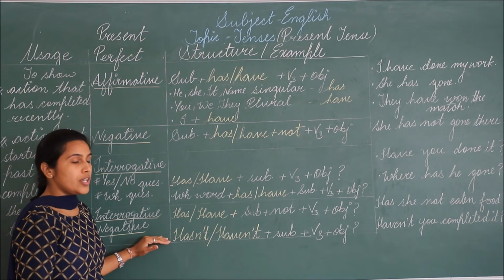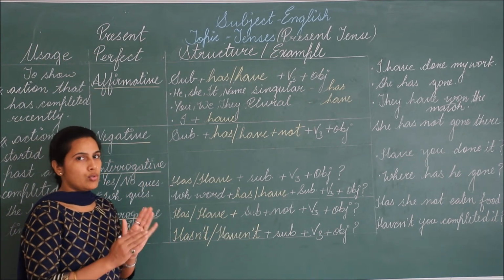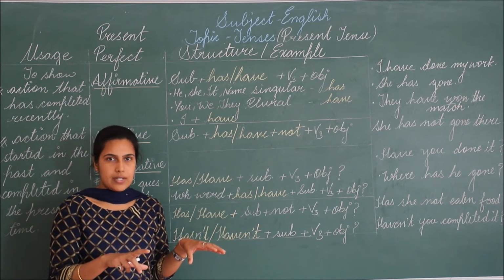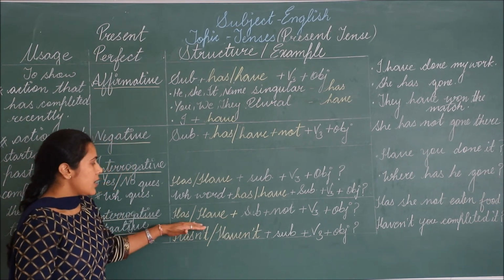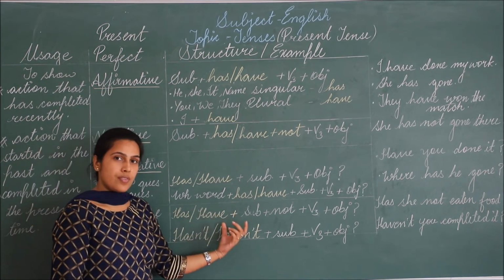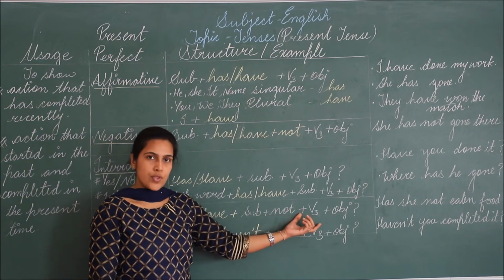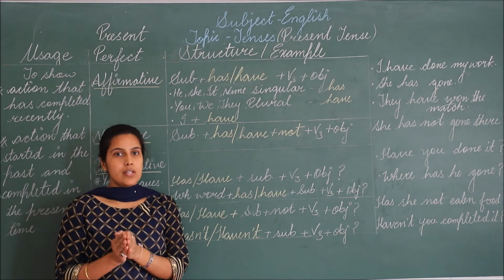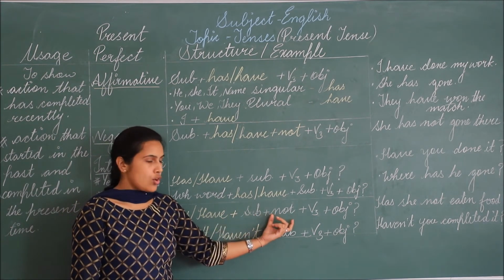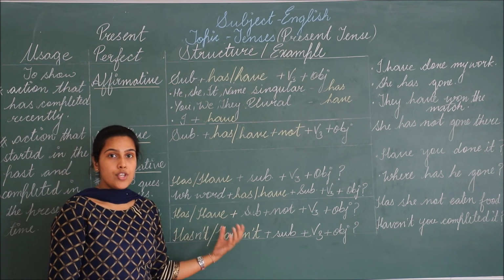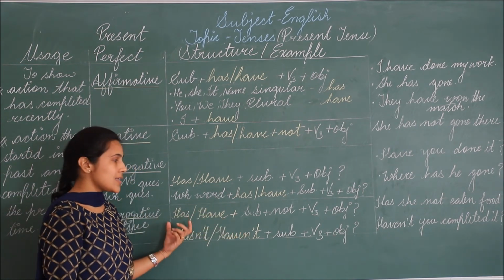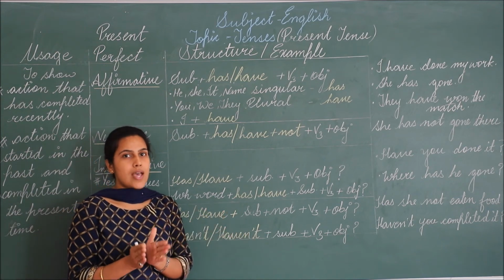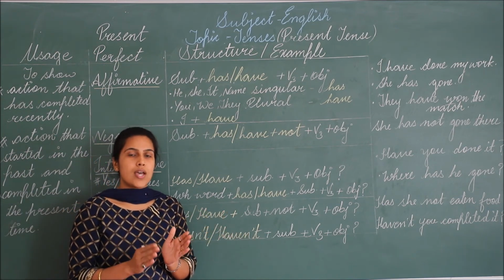Then last we learned about the interrogative negative sentences, and I told you that interrogative negative sentences are the combination of interrogative and negative sentences. So we use has or have, then the subject, then the word not, then third form of the verb, and then object. And I also told you that in spoken English we put not before the subject, and then we use the contraction form of has not or have not, and has not is used as hasn't, and have not is used as haven't.